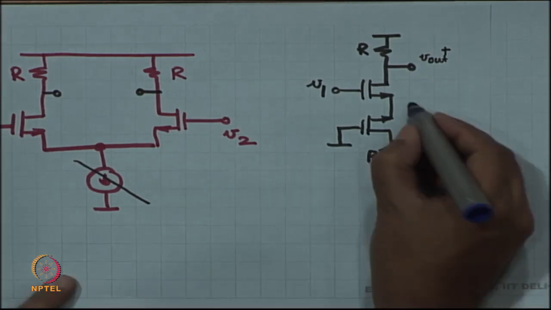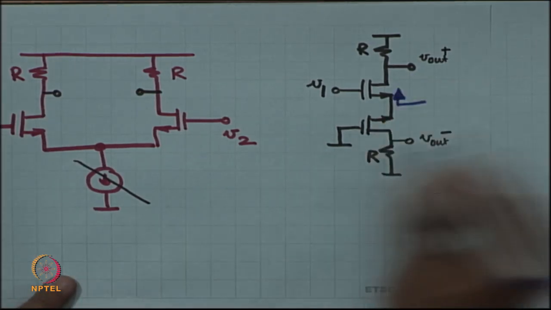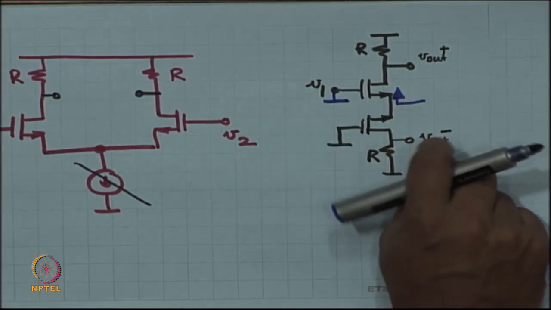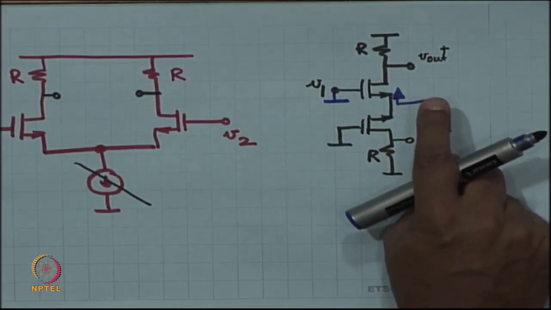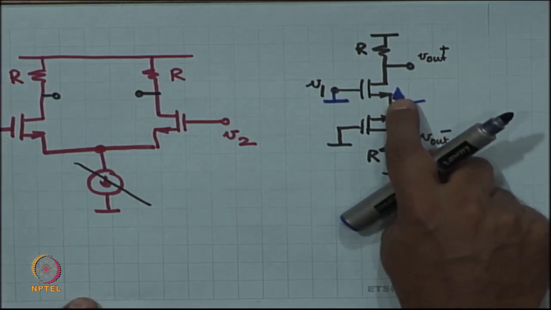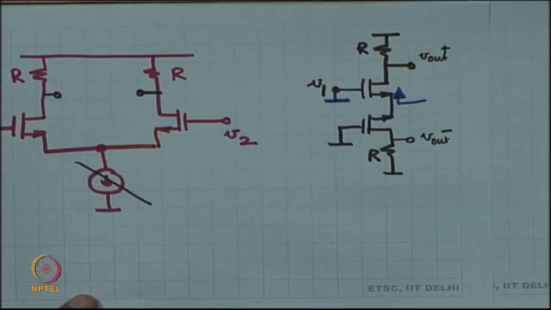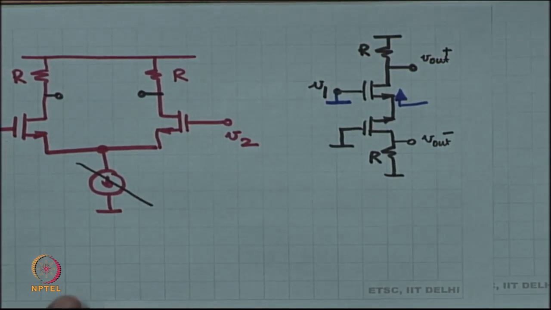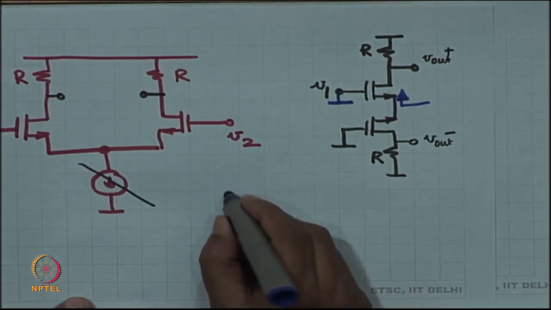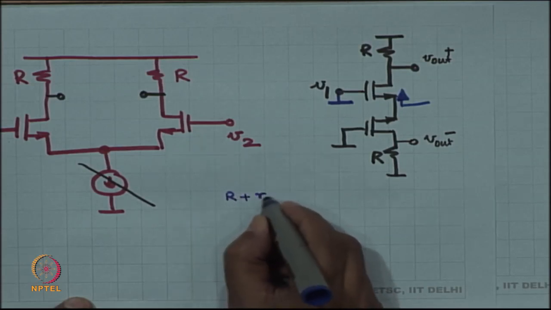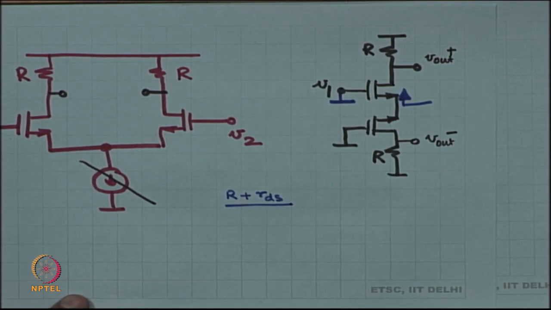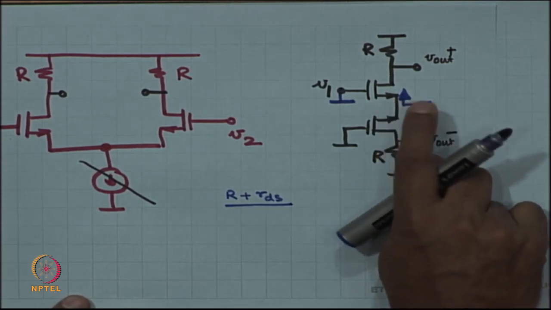So, looking up from here, what do you see? So, this is at ground. Looking up from here, what do you see? This is one of your formulae, the two formulae, right. You are looking into the source, drain is terminated by R. So, you see R plus RDS divided by the intrinsic gain of the MOSFET plus 1.